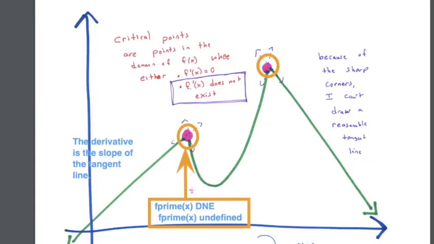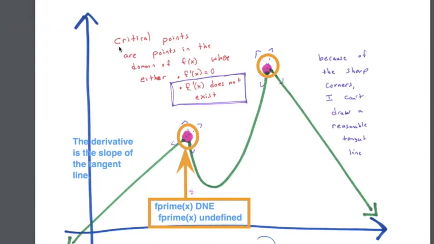One way to have a critical point is to not be able to draw a tangent line at the point. One way that can look is a sharp corner. Another instance that you could see is if you had something where the slope became completely vertical.